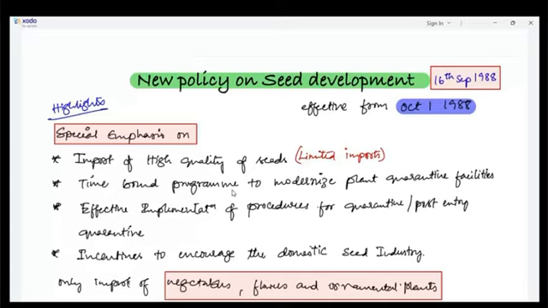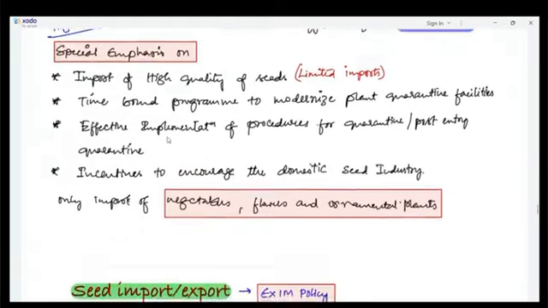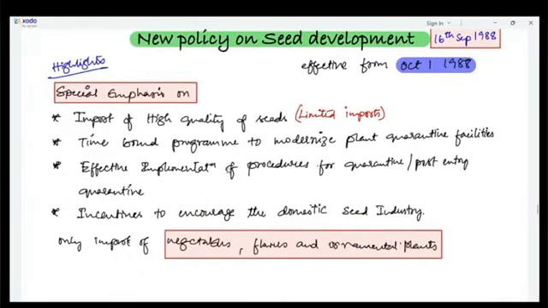This is why the new policy on seed development came into play, on 16 September 1988. The special emphasis was on the import of high quality seeds and a time-bound program. This information again overlaps with the quarantine facilities I discussed earlier, and also the effective implementation of the procedures for quarantine and post entry quarantine. There were strict measures and procedures given by this policy, which organizations follow during the quarantine and post entry quarantine of seed materials.